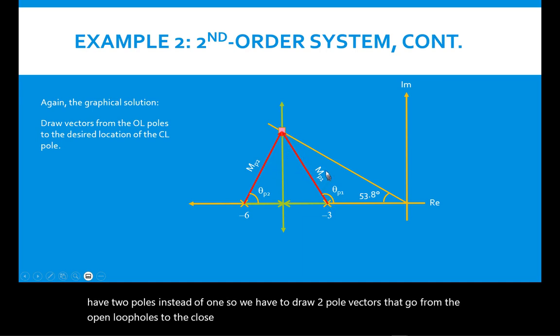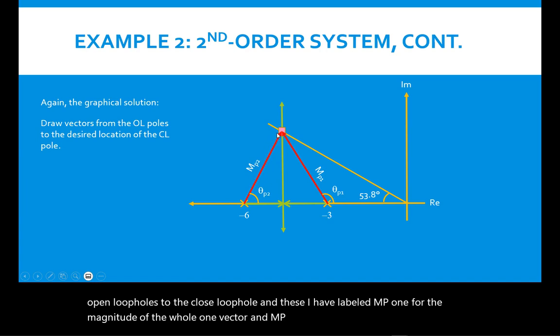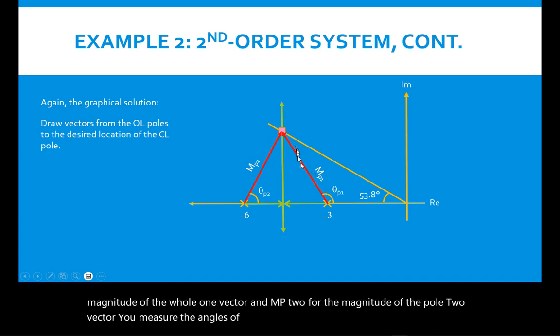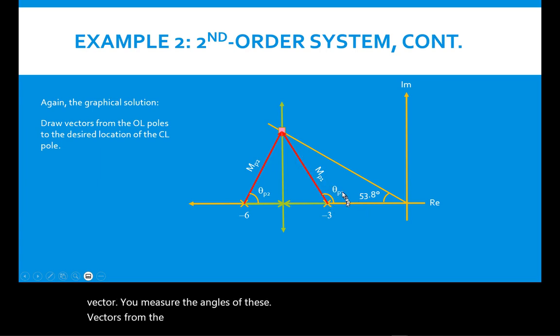And these I have labeled MP1 for the magnitude of the pole 1 vector, and MP2 for the magnitude of the pole 2 vector. You measure the angles of these vectors from the positive real axis, so from here over, and then from here up. So let's continue with this.